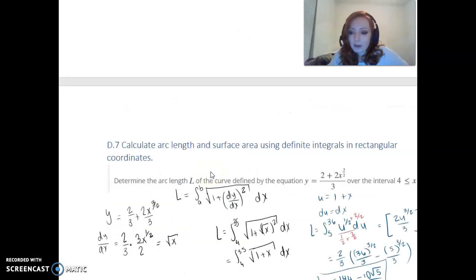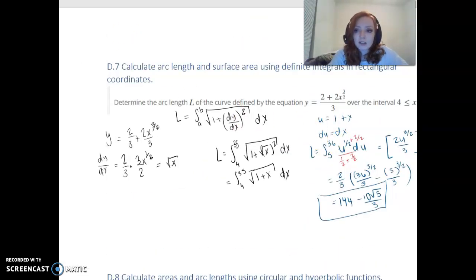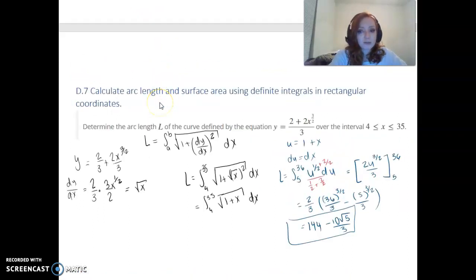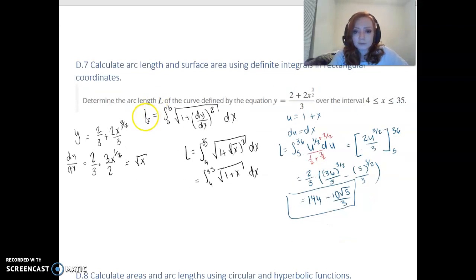And evaluating that. So for D7, we are calculating the arc length and the surface area using definite integrals in rectangular coordinates. We're given the equation and the interval over which it is continuous. And if it's continuous, we know what to do, and that's L equals the integral from a to b of the square root of 1 plus the derivative squared dx. And plugging in that equation, but first we have to find dy/dx, which is just the square root of x.